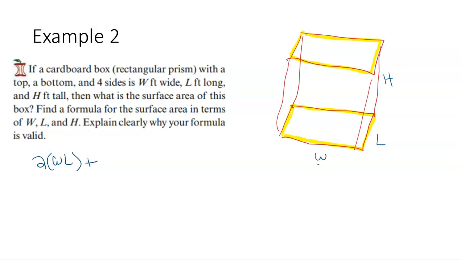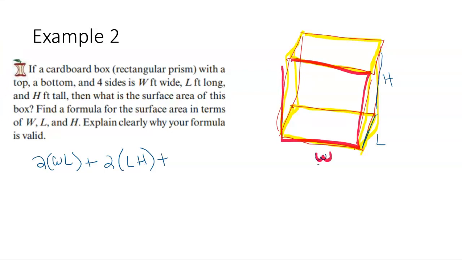And then I need the area of this side, and there are actually 2 of those sides with the same dimension, so that's going to be L times H. So I've got 2 of those sides. And then I've got a front and a back. So I've got this front here. Maybe we need a new picture or new color here. This front here is going to be W, and this height is H, and then I've got one of those in the back too. So plus 2 times W times H.